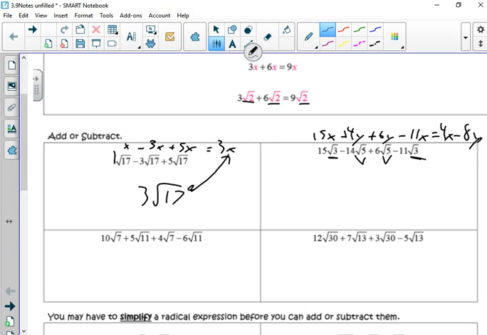Okay, so I could join the x's with the x's, y's with the y's. Same thing here. 15 of these, take away 11 of these, is 4 of these. Just like I got 4x, I'm going to get 4 radical 3. And then 6 of those minus 14 of those is negative 8 of those. It doesn't matter whether they're y's or x's, radical 2's, radical 5's, radical 3's. Like terms go together.